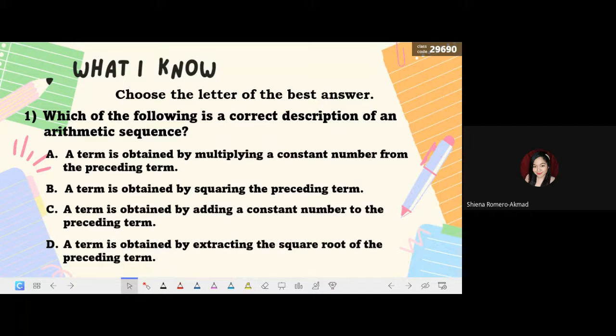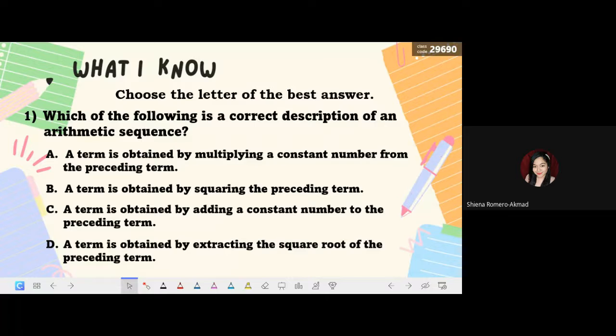Ito bang si Bulan, lalaki or babae? Medyo nalilito lang ako sa boses. Almar? Bulan? Yes po. Lalaki or babae? Lalaki. Nalilito ako sa boses. Lalaki. Tama naman pala.